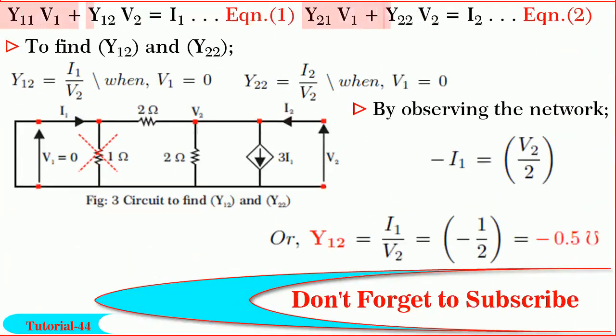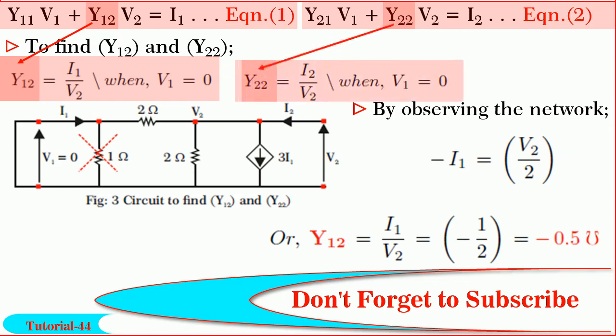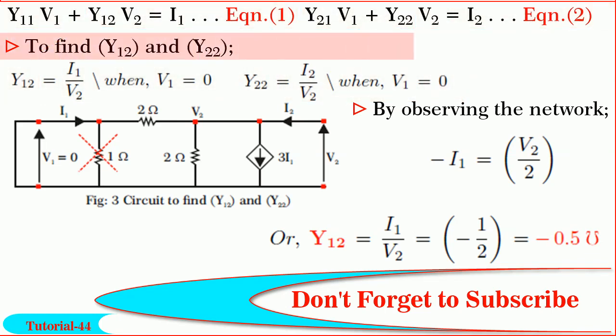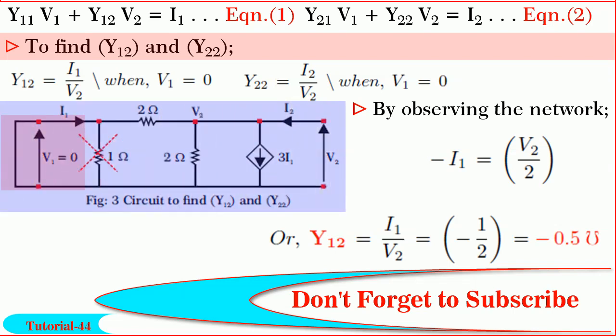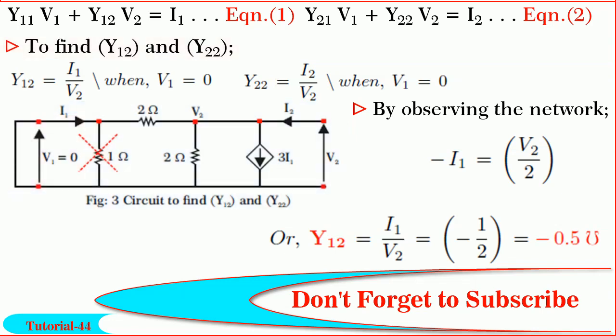Next, to find Y12 and Y22 using equations 1 and 2, we see that Y12 is equal to I1 by V2 when V1 is equal to 0, and Y22 is equal to I2 divided by V2 when V1 is equal to 0. So, to find these two parameters, we need to force V1 is equal to 0. The circuit drawn by forcing V1 is equal to 0 is shown in figure. Note, resistance of 1 ohm is short circuited and hence we can remove it.